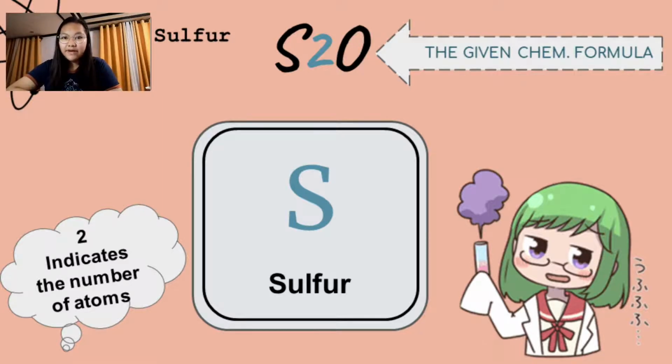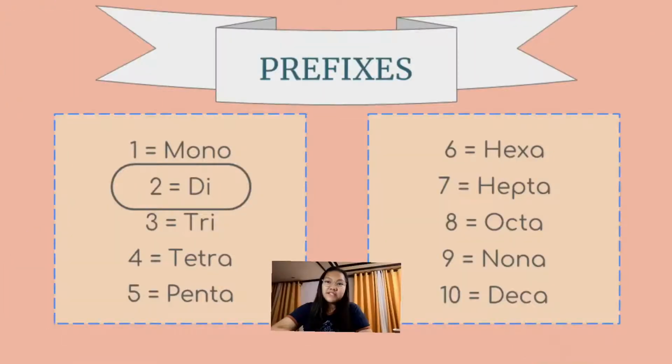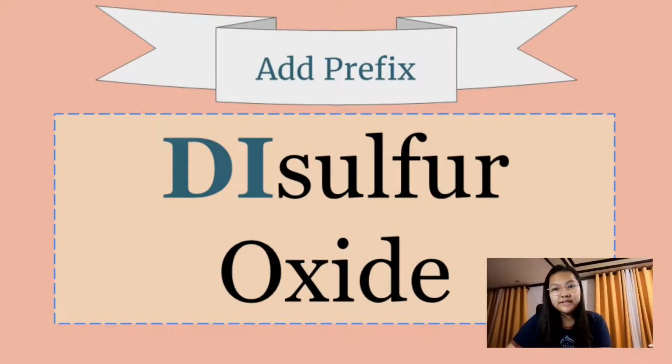It indicates the number of atoms present. The prefixes are mono for number 1, di for 2, tri for 3, tetra for 4, penta for 5, hexa for 6, hepta for 7, octa for 8, nona for 9, and lastly, deca for number 10. Prefix for number 2 is di.